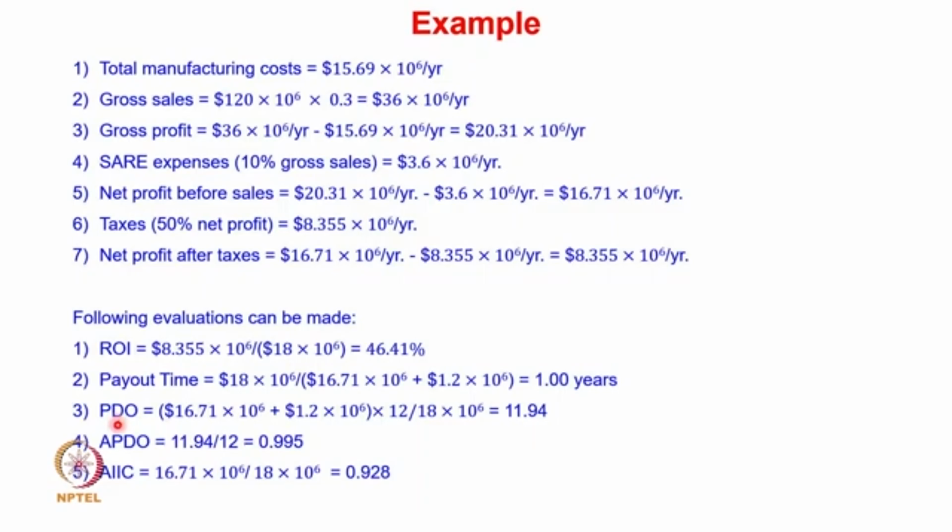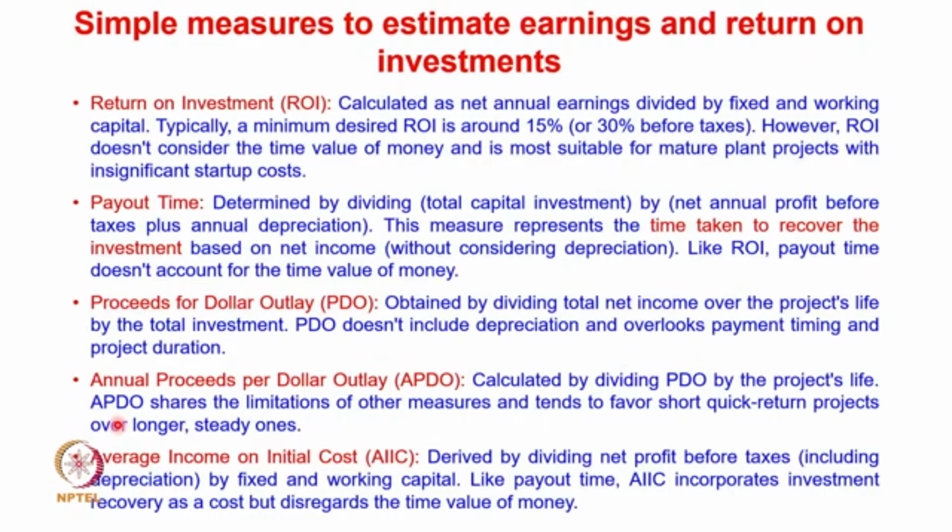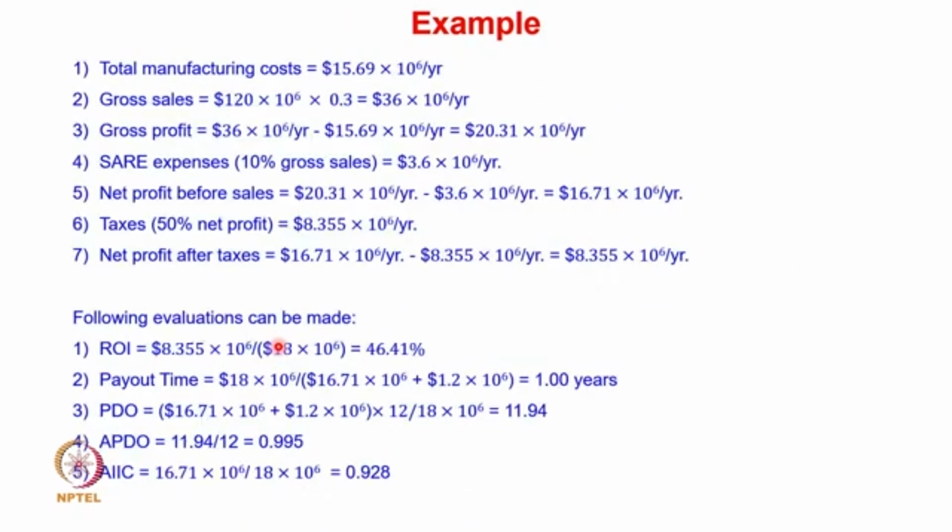Then PDO. PDO, which we have defined as proceeds per dollar outlay, is the total net income over the project's life divided by the total investment. So whatever the total net income is over the project's life, divided by total investment, that is the proceeds per dollar outlay.